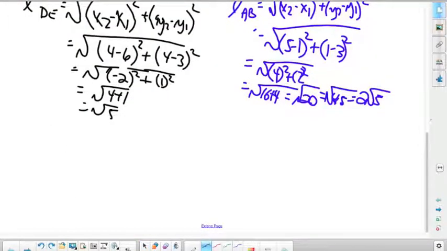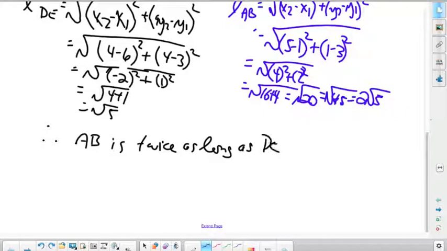So, therefore, AB is 2 times the length of DE. AD is twice as long as DE. Okay. Square root of 20. What's the one? I haven't forgotten. I just want to get through this first and we'll talk about some final answers. So any questions on this example in particular?